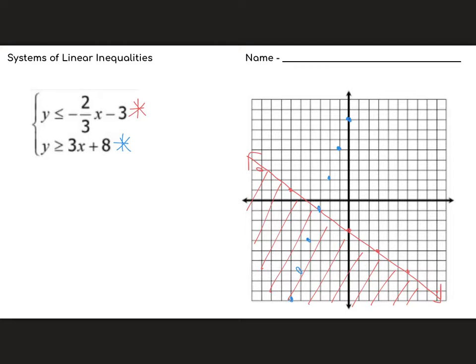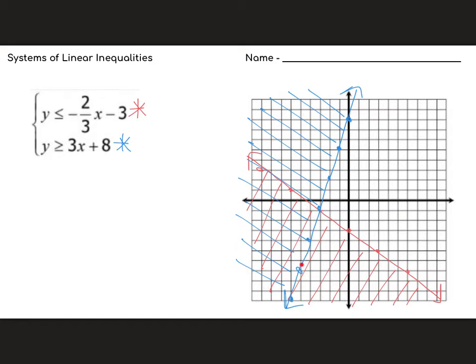Let's say this is a solid line, so let me go ahead and do that. If this were just a system of equations, all we would care about is this point, right? But this is a linear inequality, so now I need to graph the other one. It's y is greater than that line, so I need to shade from the line going up. So I'm going to shade this way. And my solution is this overlap over here.